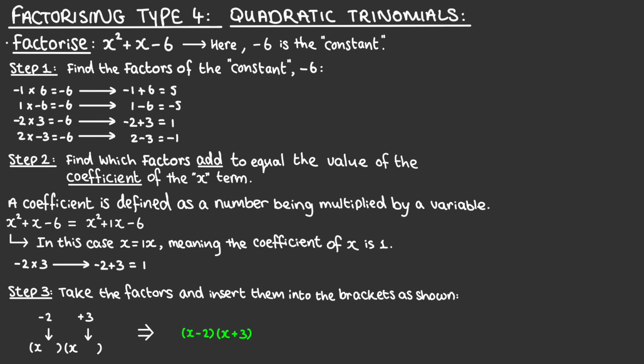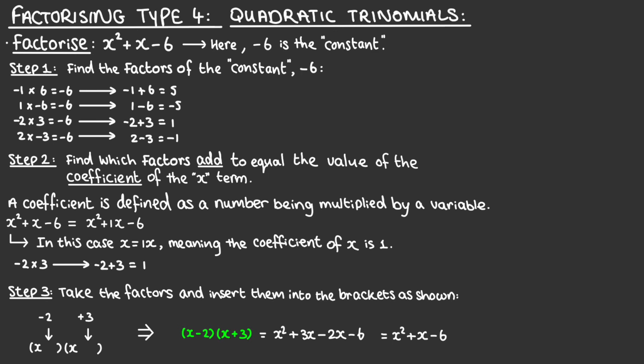As you might have seen in the previous factorizing videos, we can check our answer by multiplying out the brackets that we end up with. So multiplying out x minus 2 by x plus 3, we get x squared plus 3x minus 2x minus 6. And we can simplify this to x squared plus x minus 6, which is the original quadratic trinomial that we started off with.